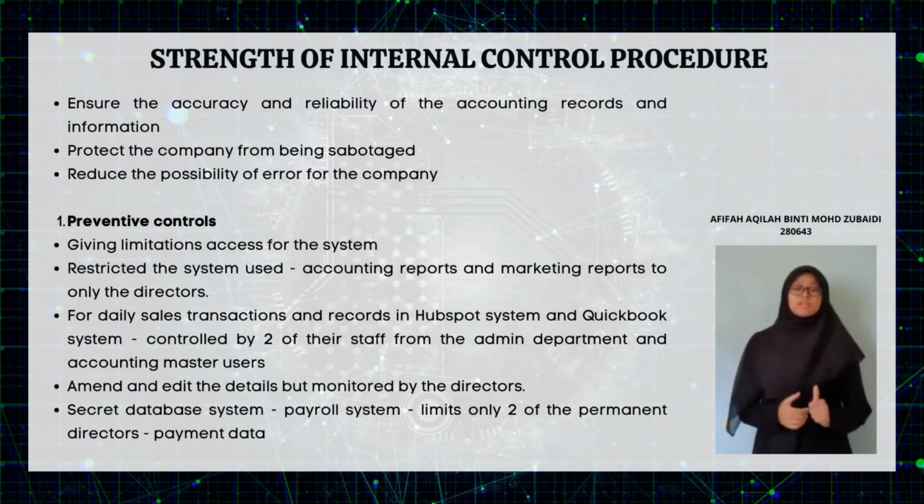So the strength of the internal control procedures of the business activity can be shown when Clean8 applied 3 layers of control, covering preventive controls. By giving limited access to the system, they restrict the system used to record the company accounting reports and marketing reports to only the directors. Daily transactions and records are controlled only by 2 of their staff, considering that these 2 are from the admin department and accounting master users. They can amend and edit the details but still under their director's control.